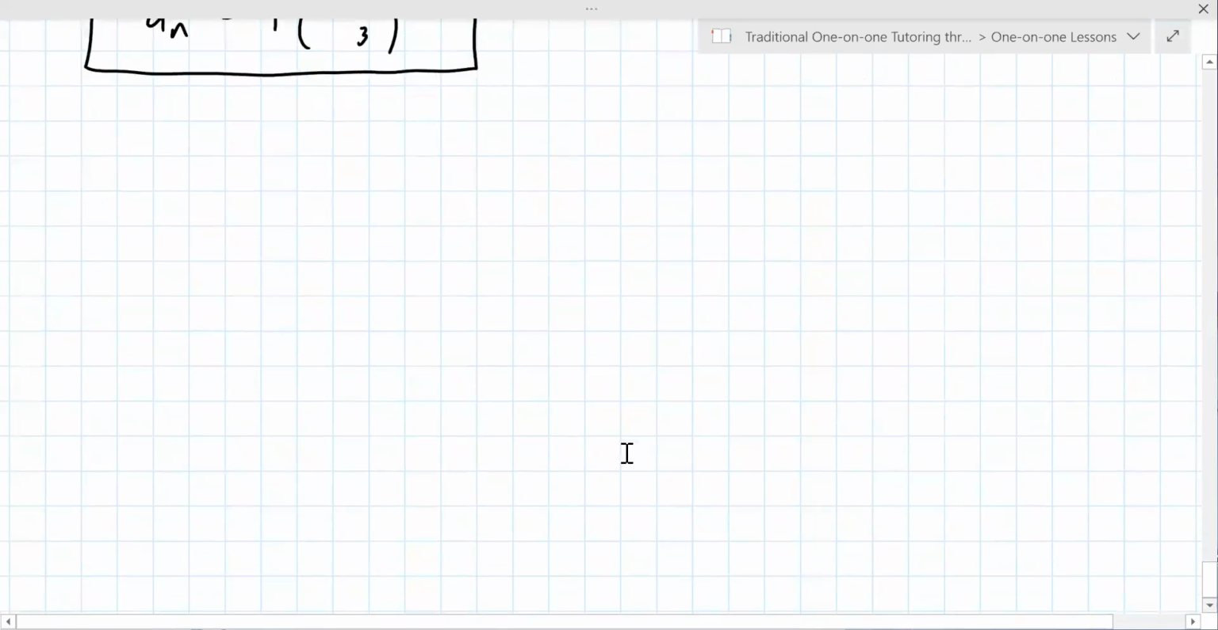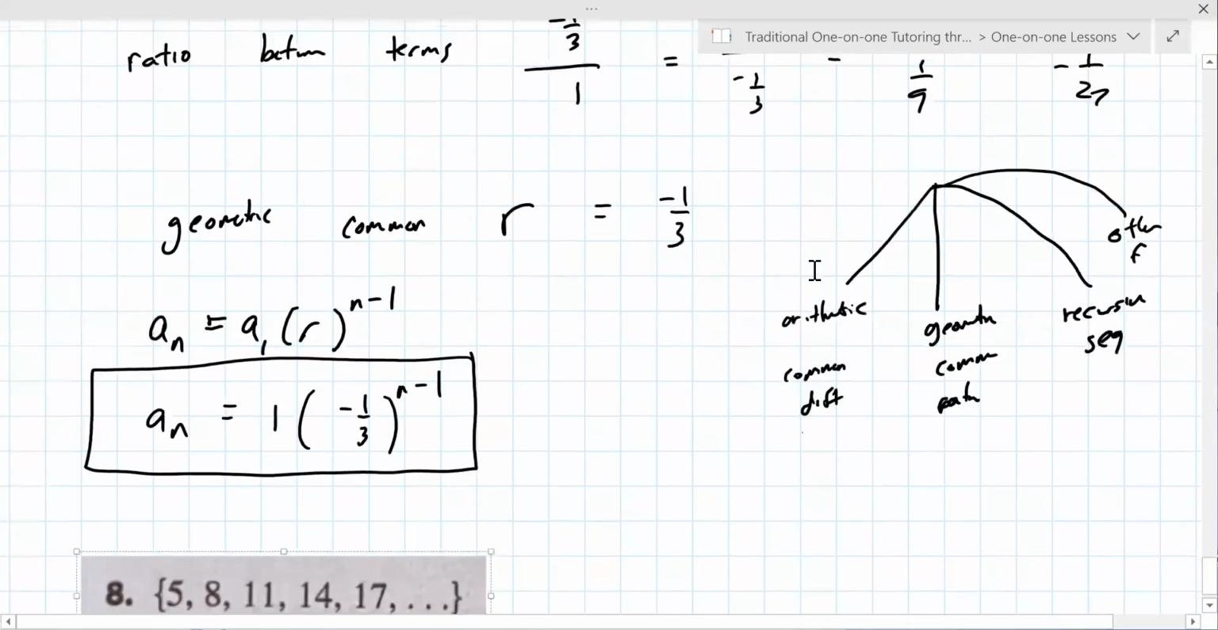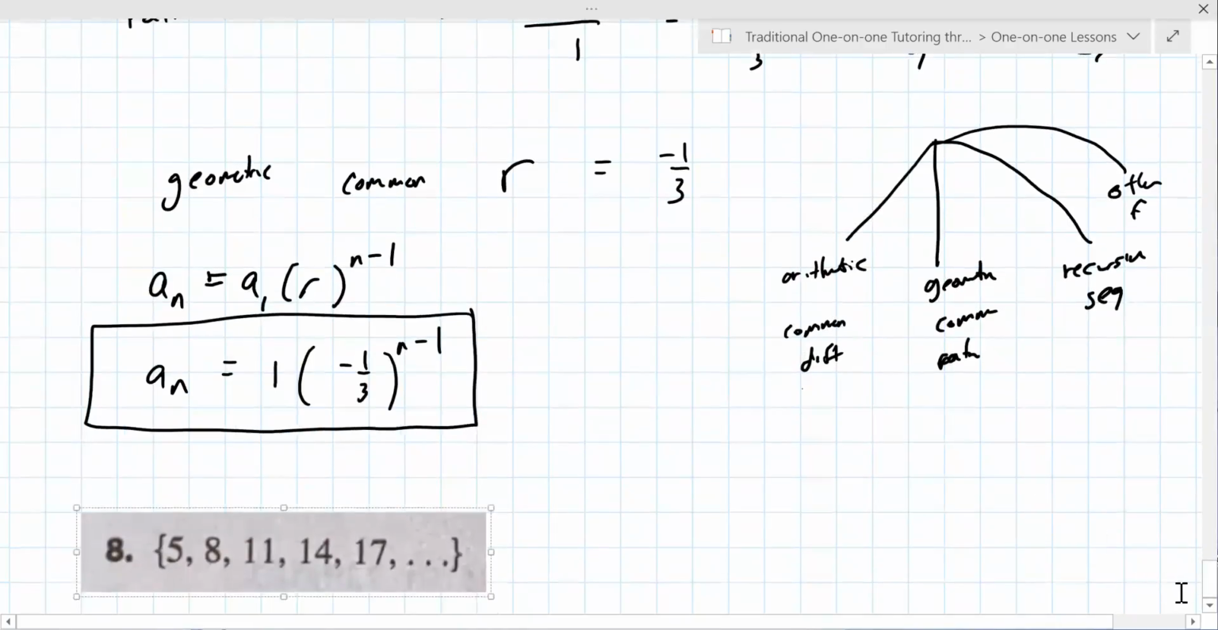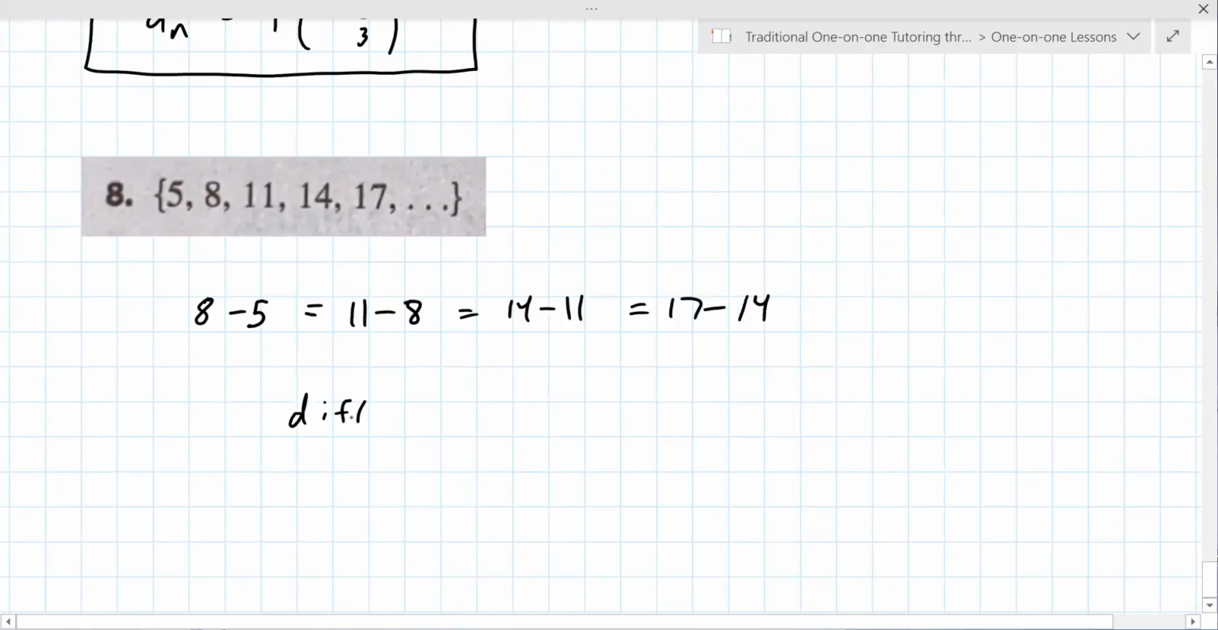If the question just says, determine the formula, what I would tell you to do is first ask, maybe it's arithmetic. If it's not arithmetic, let me try geometric. If it's not geometric, I will try something else. But this one has a common difference. 8 minus 5, does that equal 11 minus 8? Does that equal 14 minus 11? Does that equal 17 minus 14? And it does. The difference is always 3.